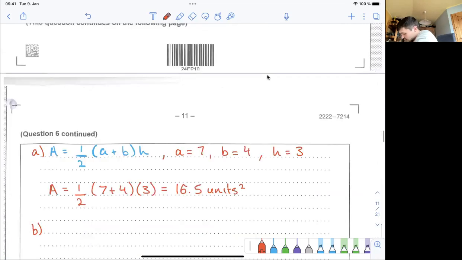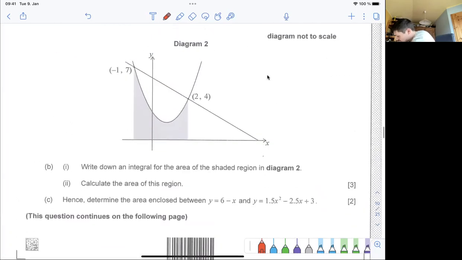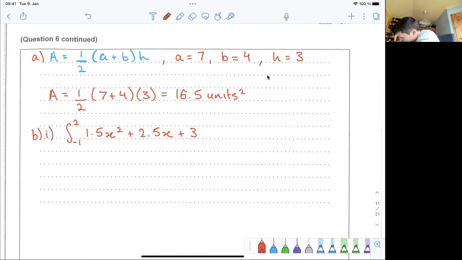So the definite integral that we're going to have to write for this is the integral sign, from x equals -1 to x equals 2, and then we'll put our function in, which is 1.5x squared minus 2.5x plus 3. I believe that's meant to be minus 2.5x, yes, beg your pardon. And then dx on the end, integrating with respect to x. And that would be our answer for part B1.